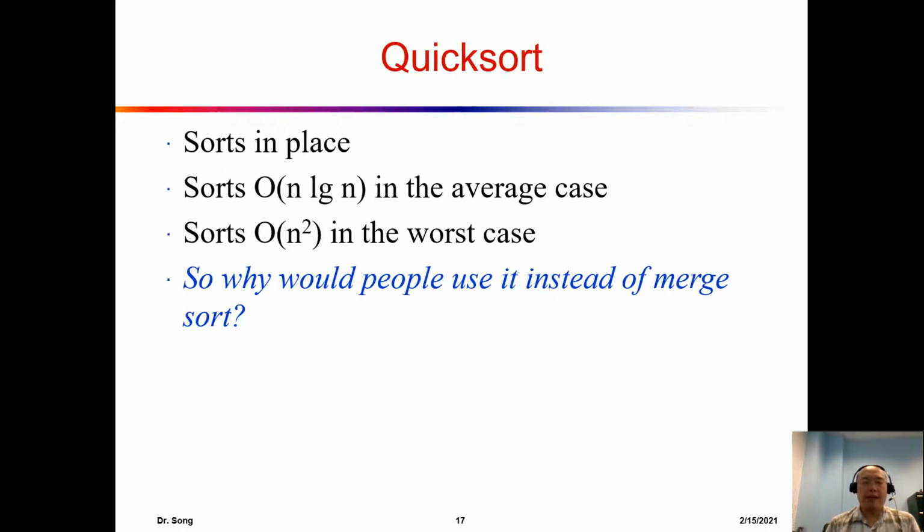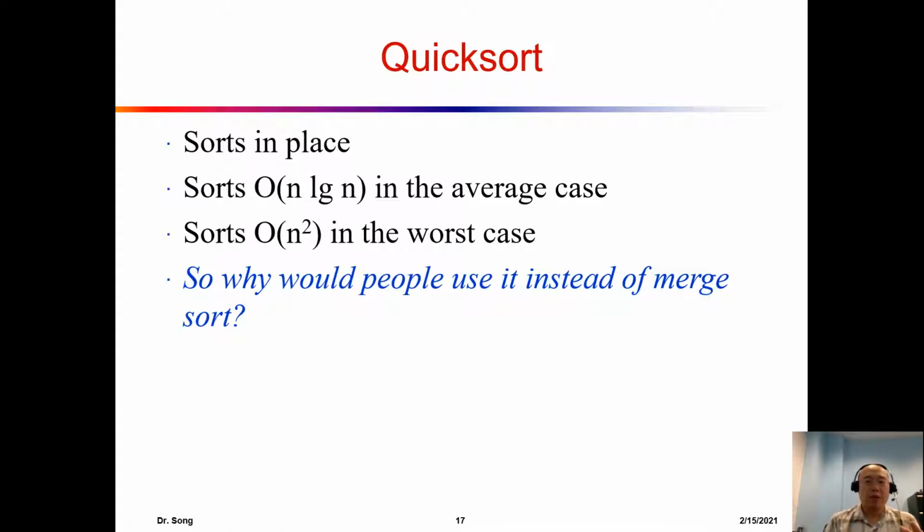So let's move on and talk about the quicksort. For the quicksort, here is some high-level information I want you to know. Number one, it is a sort-in-place algorithm. That's cool, right? And its running time is O(n log n) in the average case, and it sorts in O(n squared) in the worst case.